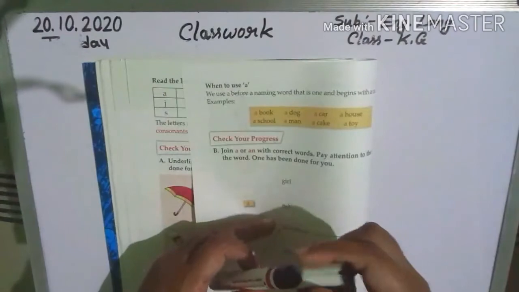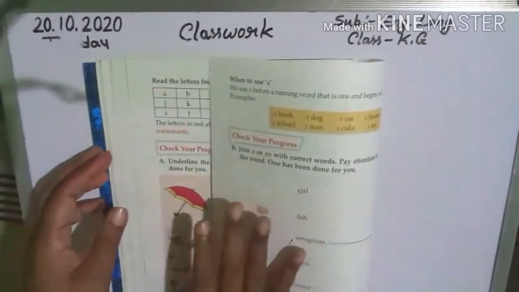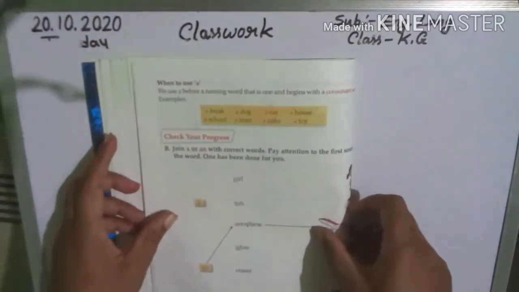Memorize this. So children, I hope that everyone understood. Practice nicely. 47, 48, 49 and 50.